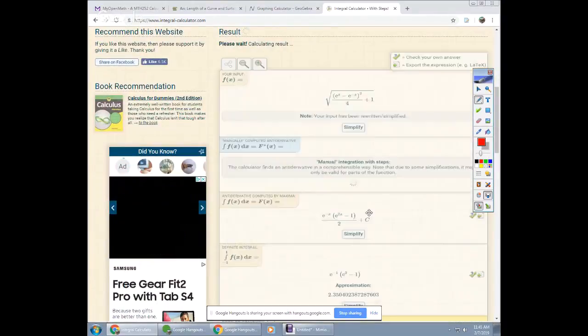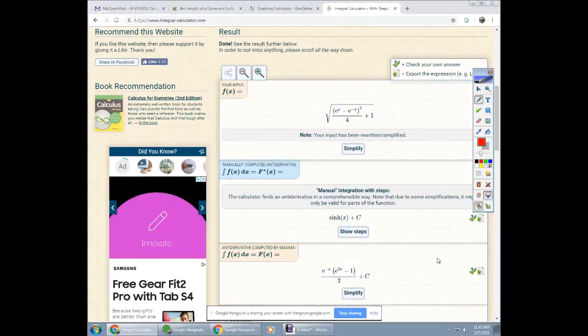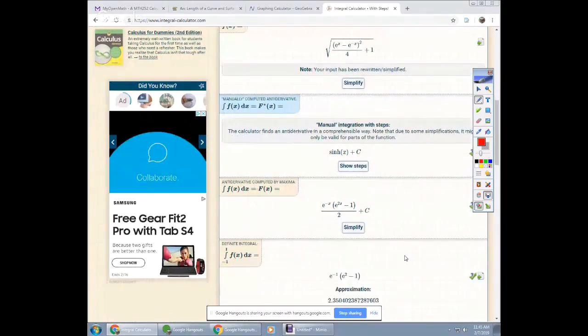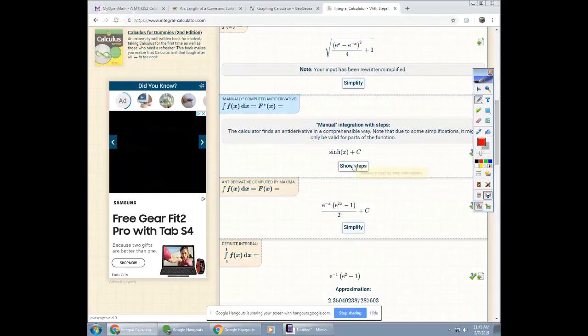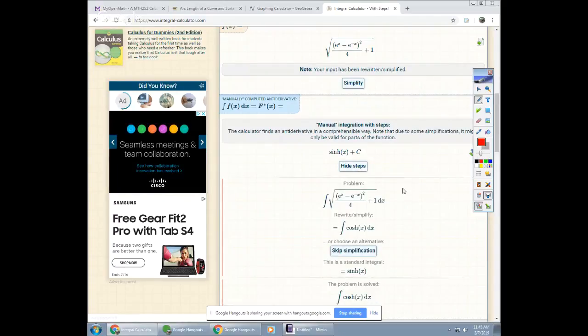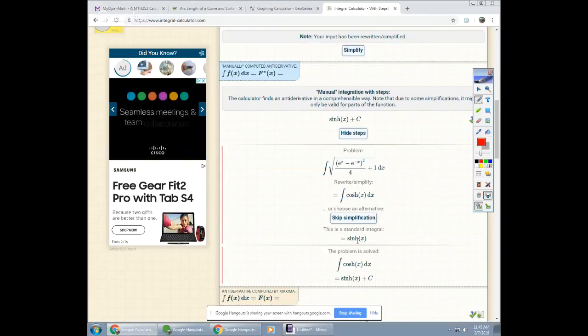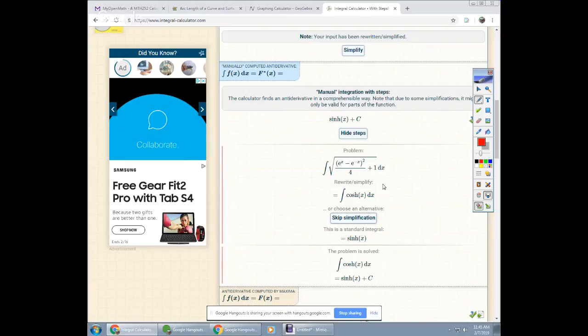Can it do it? It did! Oh my gosh! And it even said the antiderivative is the sinh, which it is. Can it show steps? Not really. It says this is the cosh and the answer is the sinh. So it wasn't able to show steps. Somebody just programmed in: this is what the sinh looks like, this is what the cosh looks like.